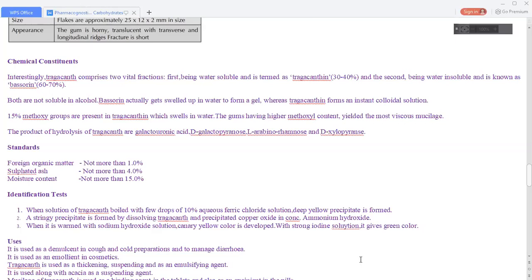The products of hydrolysis of tragacanth are galacturonic acid, D-galactopyranose, L-arabinorhamnose, and D-xylopyranose.